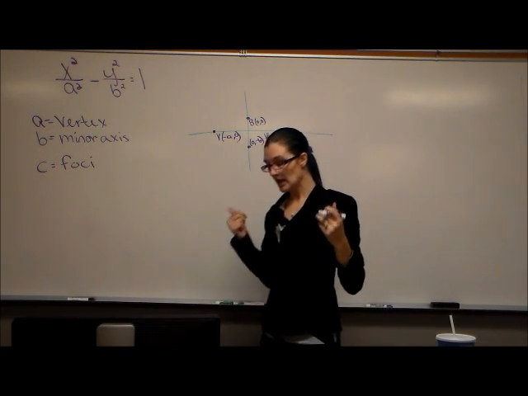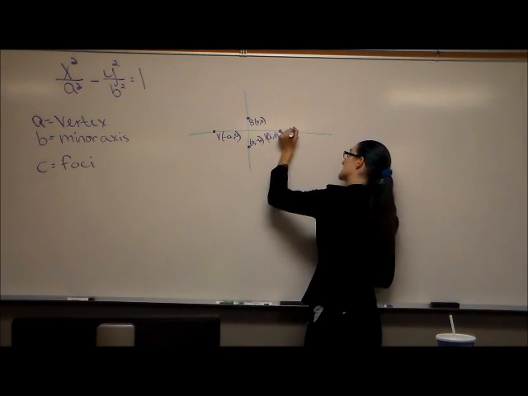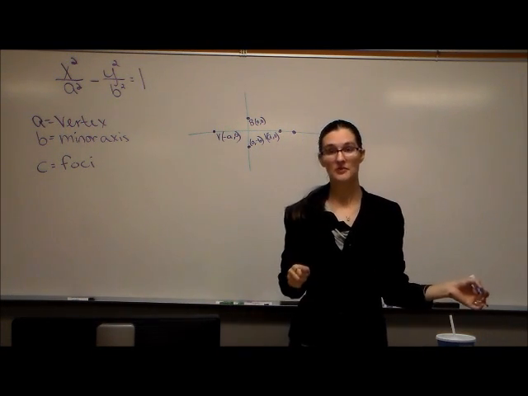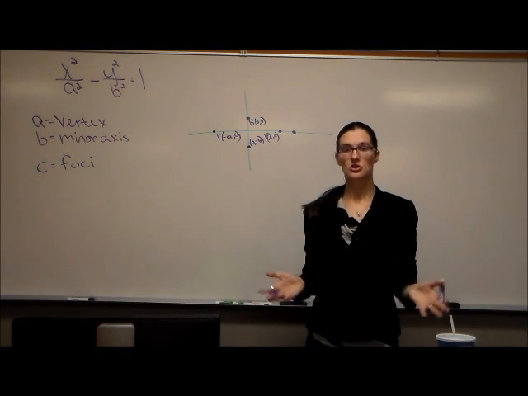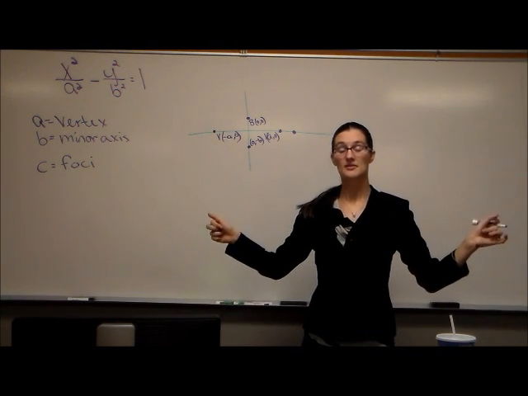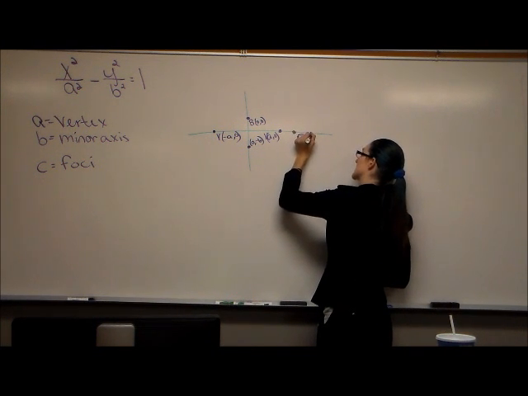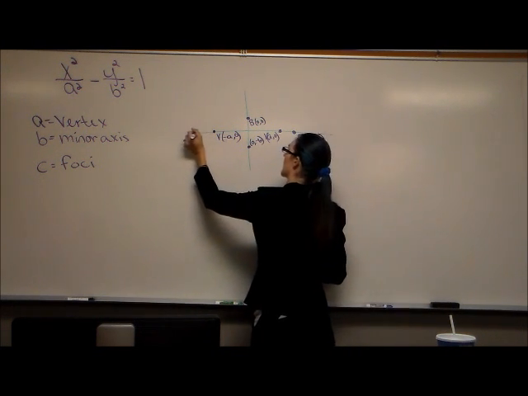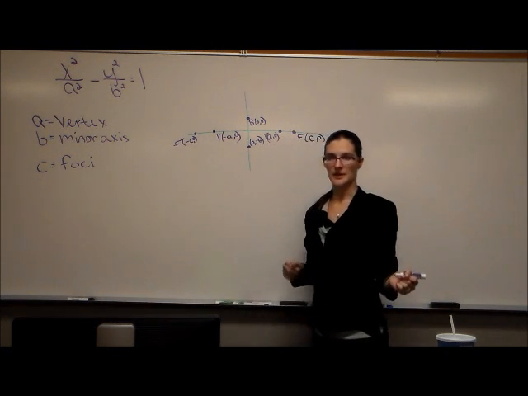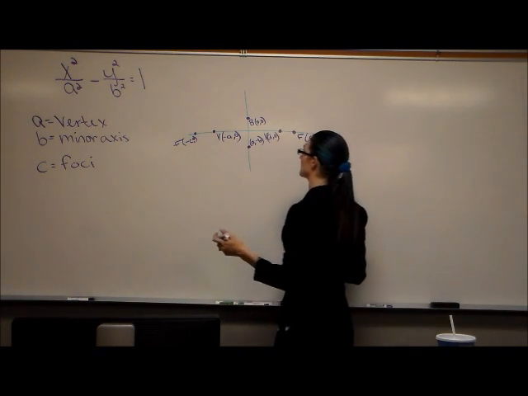Next, we have our focus. We've done a, we've done b, so next is our focus. Our focus is going to be out past the vertex on the outside. The curve always opens up towards the focus. On an ellipse, the curve opened up towards itself, so the foci were inside. Now the curves are opening away from each other, so the foci are going to be on the outside. So your focus is at c comma 0 and at negative c comma 0. Again, just like ellipses, there's a ton of symmetry all over the place.